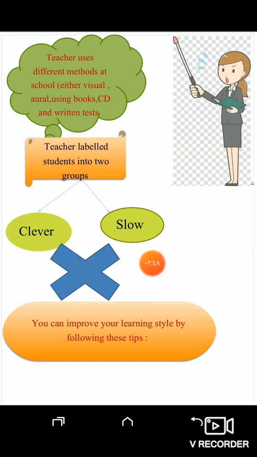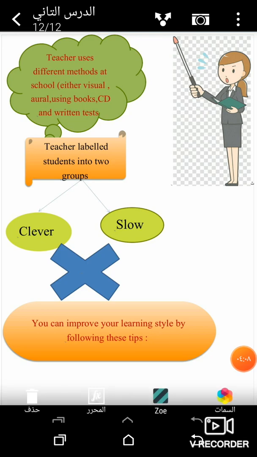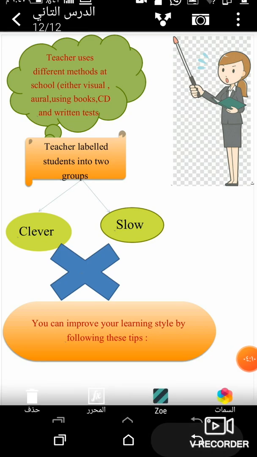ما في clever و slow. You can be cleverer, smarter in learning. بتقدر تكون smarter. But how? By our tips. From our lesson we are going to have some tips. These tips will help us in order to improve learning styles. نقدر نطور من أسلوب التعلم تبعنا and to be considered as clever, not slow students. What are these steps? Let us see them for our styles.